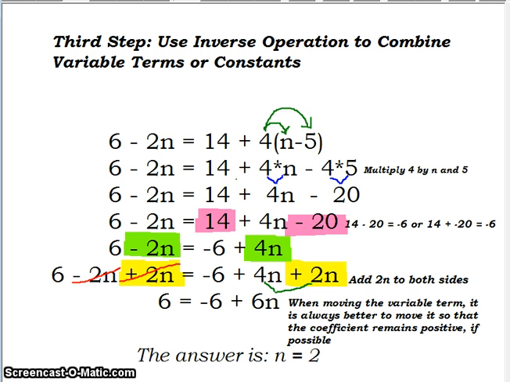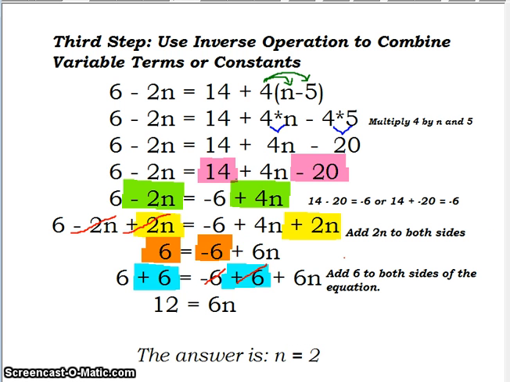Once I do that, my equation will read 6 is equal to negative 6 plus 6n. How did I get 6n? 4n plus 2n is equal to 6n. Now I'm going to move my constant. Again, I am working on the side with the variable because my purpose is to get the variable, or isolate the variable, on the side of the equation by itself in order to solve it.